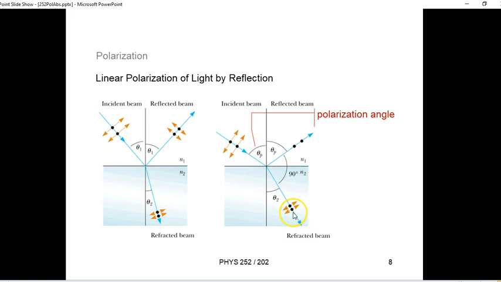So it's only the electric field down here with a component that is in and out that can produce the reflected light right here with an in and out component. And it's only when this angle right here is 90 degrees. That's known as the polarization angle. Okay, so you should know that light can be linearly polarized when it reflects.